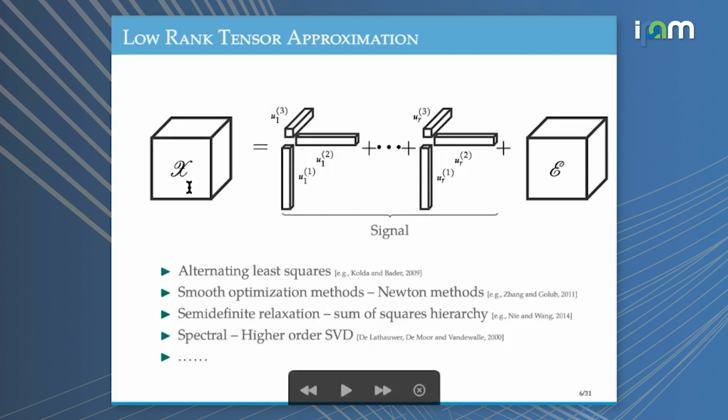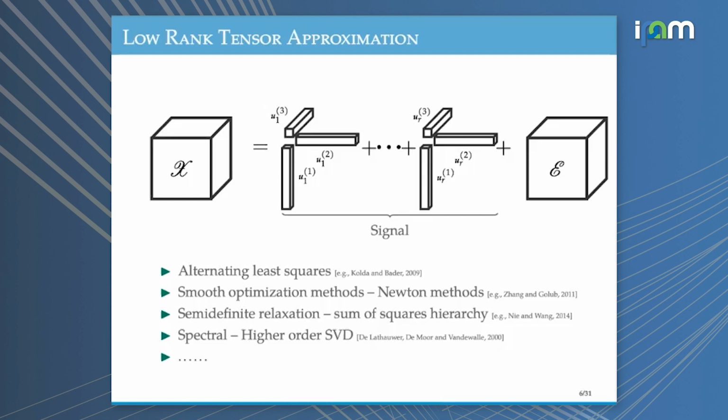If I'm presented with a tensor, can I find its best low rank approximation? Well, of course, this problem has been around for a long time, and there are many, many algorithms and solutions presented in the literature. This is a very incomplete list, but the bottom line is the following.